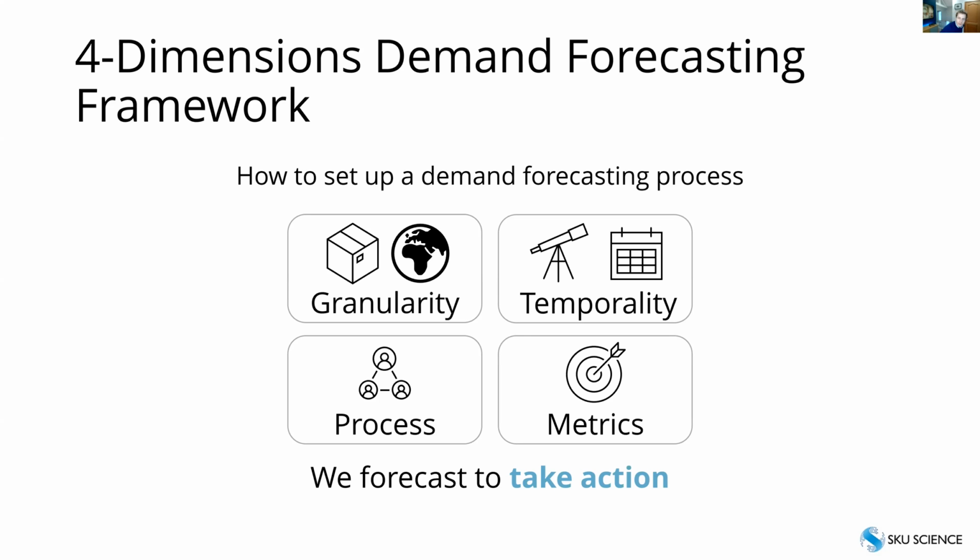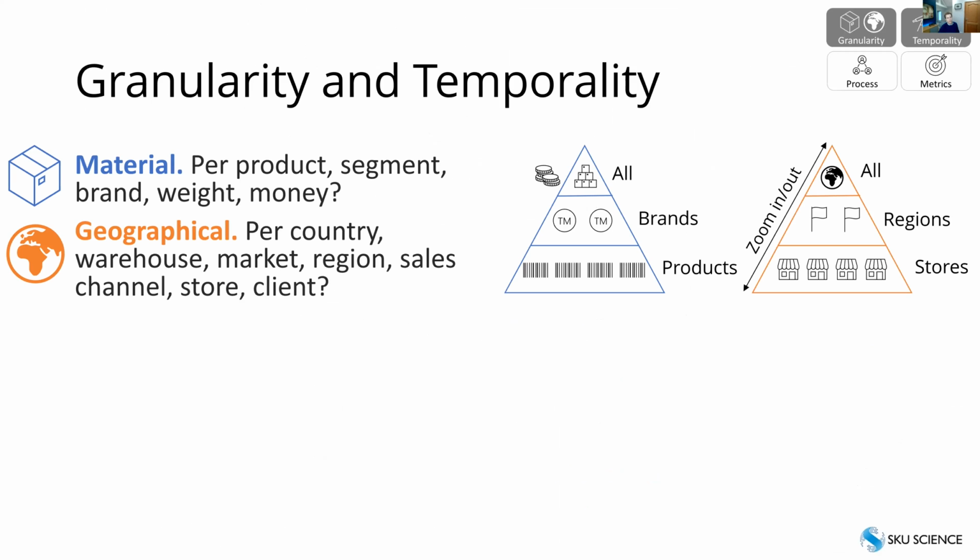So let's go through these dimensions one by one, and you will understand why this concept of decision is so important. When you forecast demand, the first choice you have to make is, what is the right granularity and what's the right temporality? In terms of granularity, you can make a forecast per product, per product family, per brand, you can even do it in terms of value, in terms of weight, and so on. In terms of geography, you can do a forecast per country, per region, per store, per client, and so on.